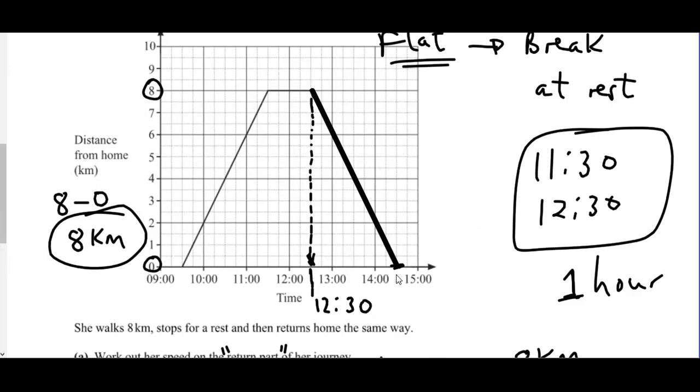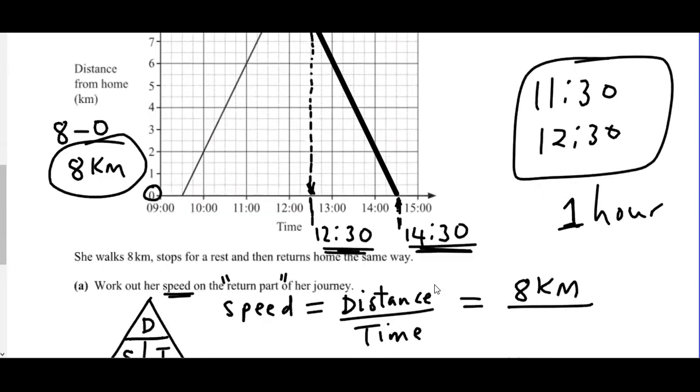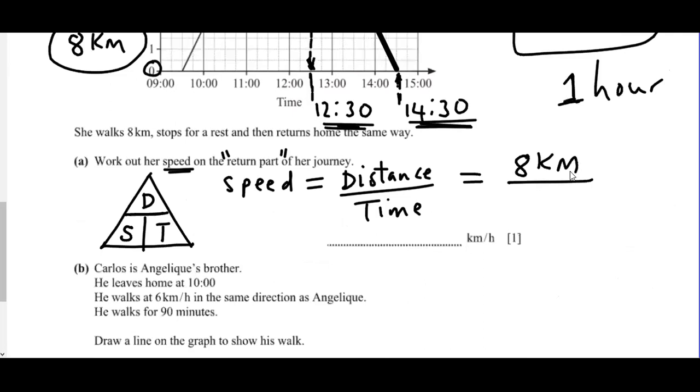And what time did Angelique reach home? She reached home at this time here, which is 14:30. Can you see that? 14:30. Now from 12:30 to 14:30, how many hours have gone? From 12:30 to 14:30, we have an average of 2 hours. So we write here 2 hours.